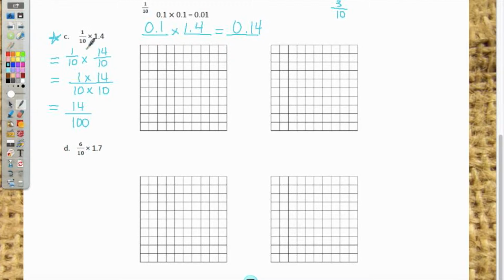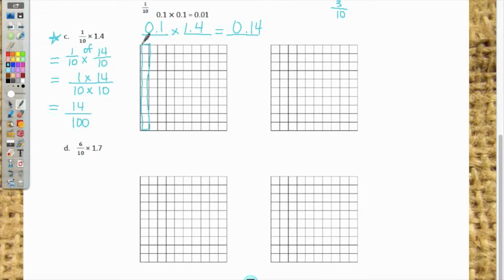So where am I going to write my of? Above the multiplication sign, okay? So 1/10 of 14/10. Now I noticed something about 14/10, it's improper. So that's why we have two drawings here, okay? So look at the board. Everyone look at the board. Don't do anything right now.